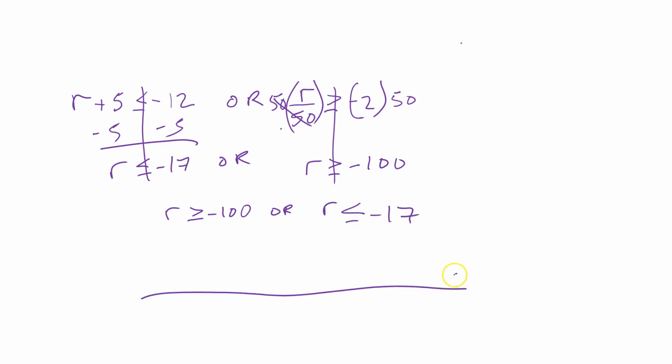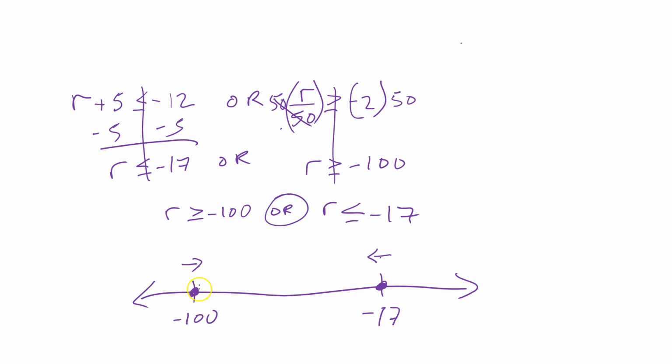And then graphing. Okay, so here's where it gets weird. I have negative 100, closed circle. I have negative 17, closed circle. I have shading to the right, and shading to the left, and shading to the right. Now, in this case, I'm pointing at each other like it's an and, however, it says or.